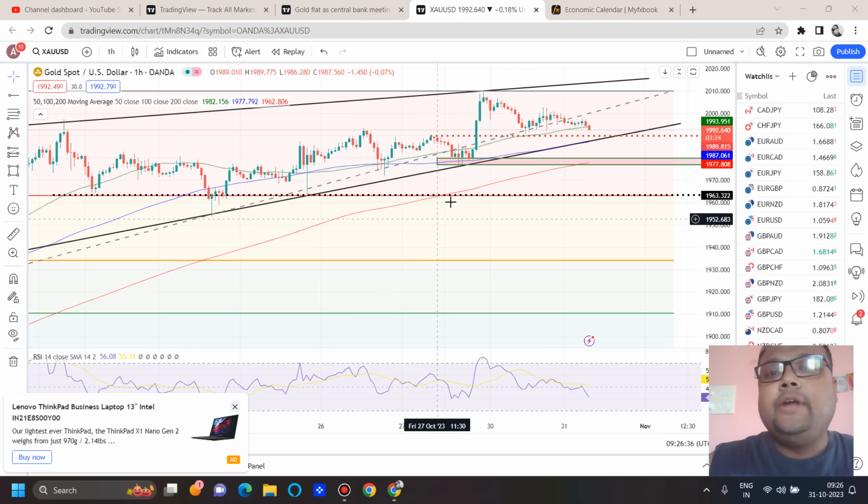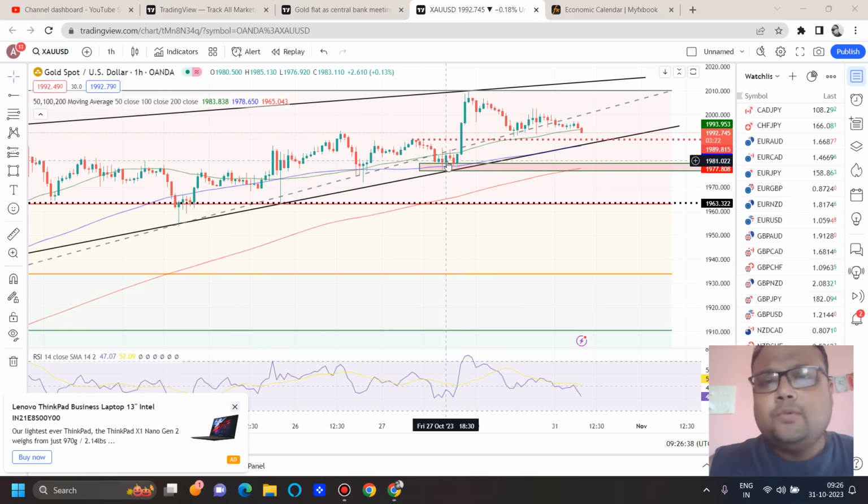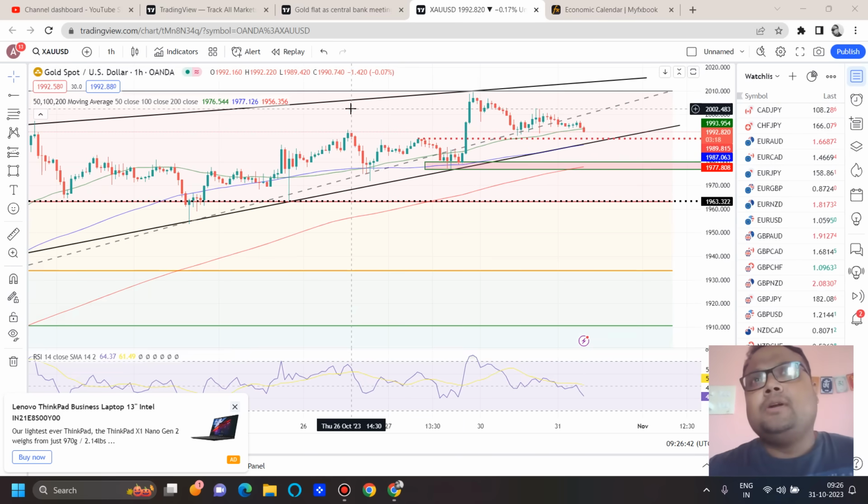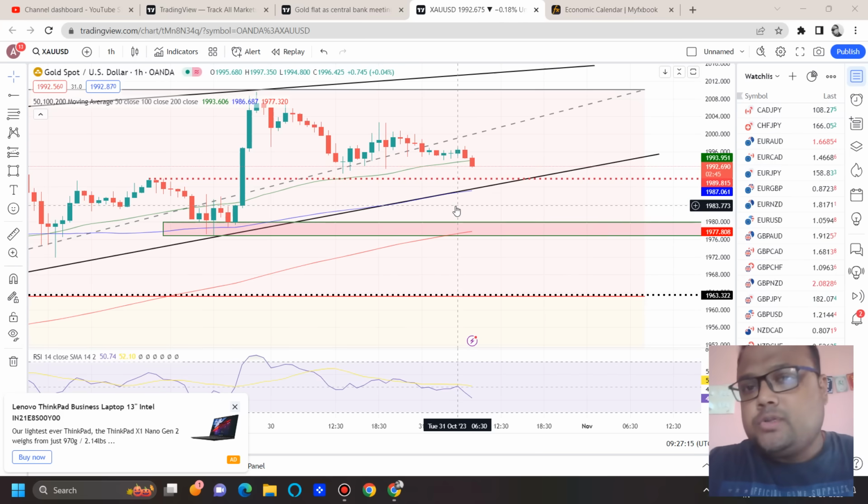Though gold is still retracing, we need to be careful, because we can see that more or less gold has digested the war between Israel and Palestine, and as a result, it is waiting for the central bank meeting, which is happening tomorrow. So we need to be careful, we need to be flexible, and I will request that day traders try to stick to the levels.